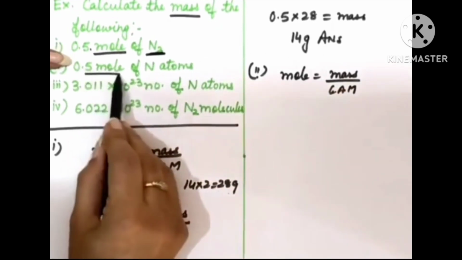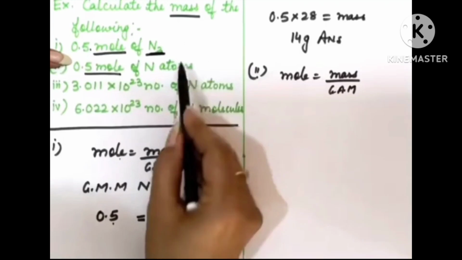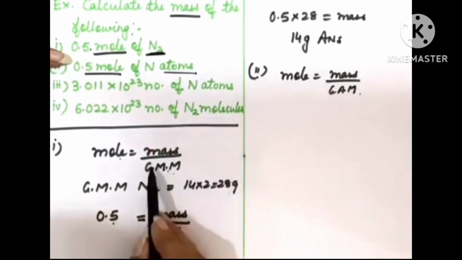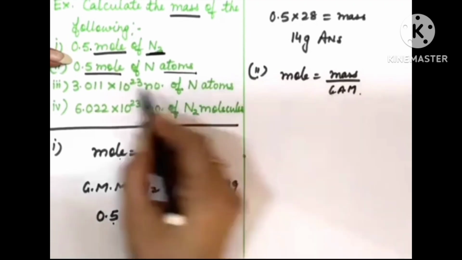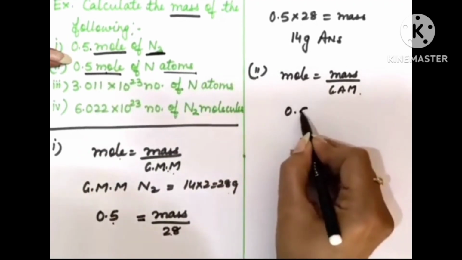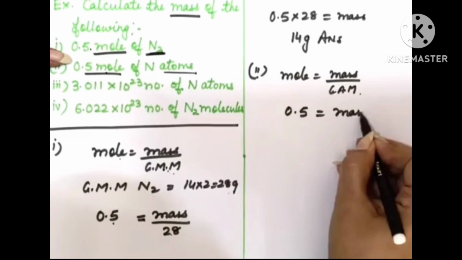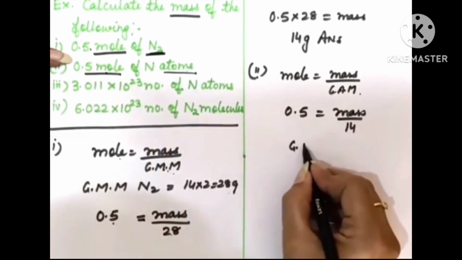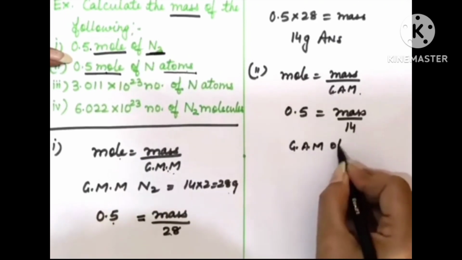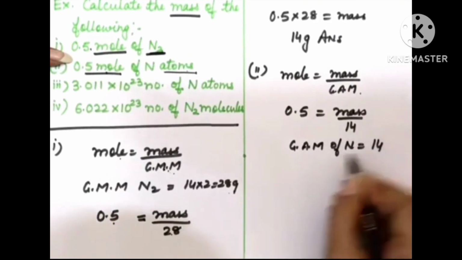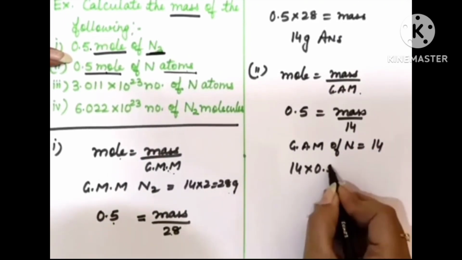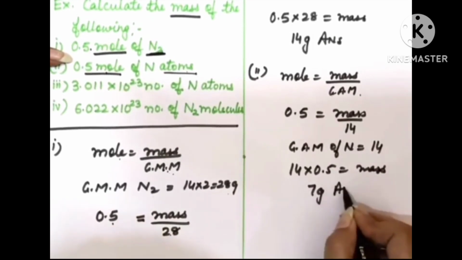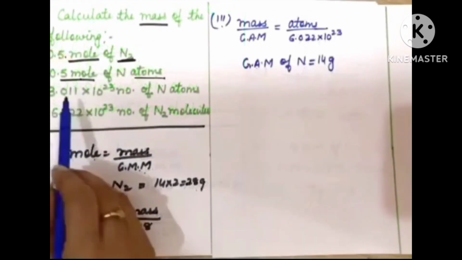Next question, moles are given and mass we have to find out, but now atoms are here. So in the formula we write gram atomic mass in place of gram molecular mass. How many moles are there? 0.5. Mass we have to find out, and we need the gram atomic mass of nitrogen, that is 14. So gram atomic mass of N is equal to 14. So 14 into 0.5 will be equal to mass. The answer is 7 grams. Next is the third part.